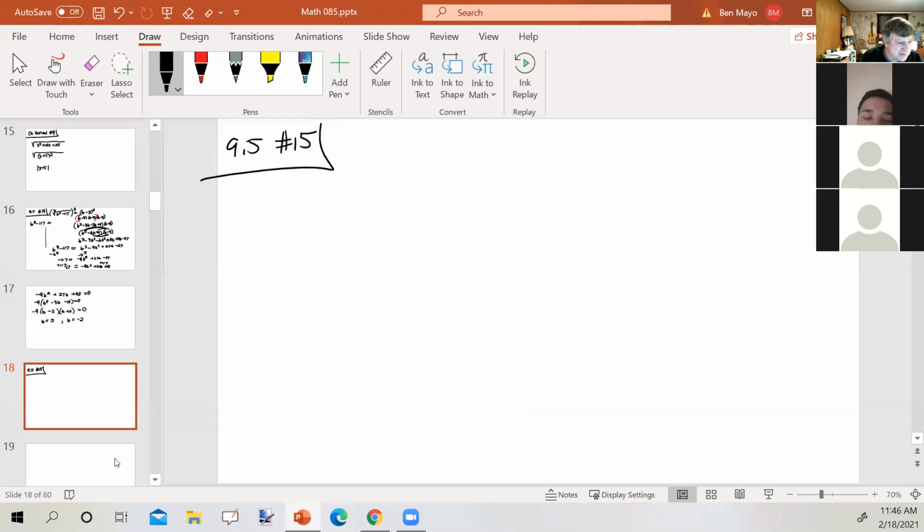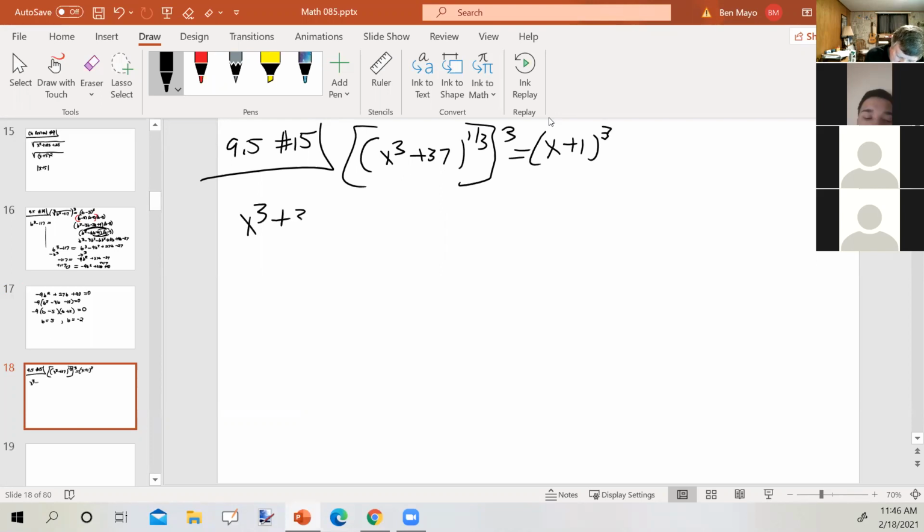And this is very much like the previous one. In fact, it's almost exactly like it. We have x cubed plus 37 to the 1/3 power equals x plus 1. So instead of it being a cube root, it's a 1/3 power, which is basically the same thing. So we're going to cube both sides. On the left side, we get x cubed plus 37. On the right side, we get x plus 1 times x plus 1 times x plus 1.